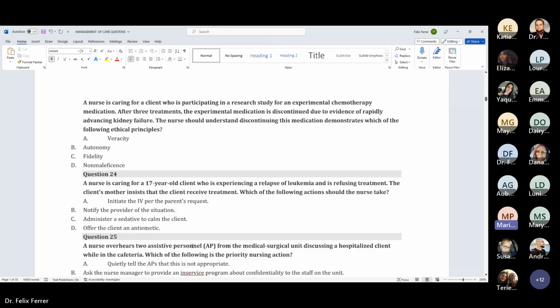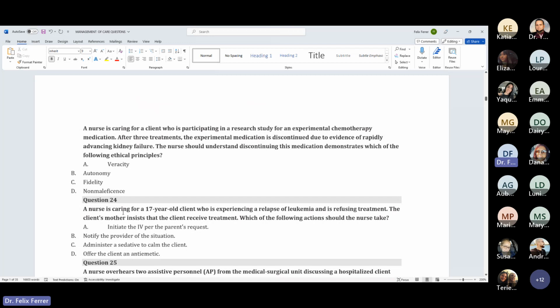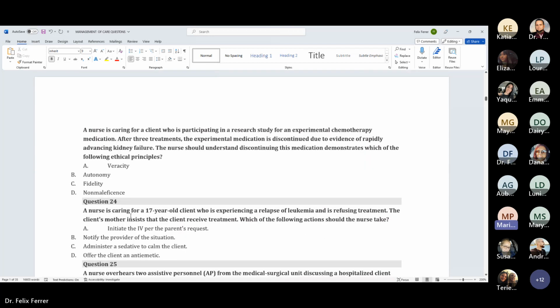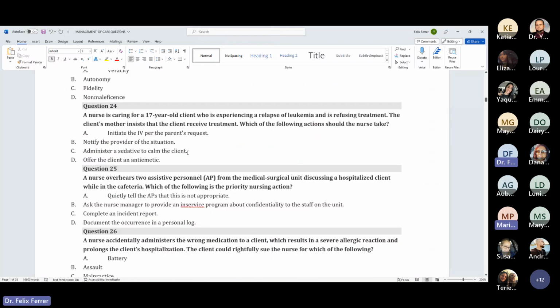B. Now, autonomy. Are you on 23 or 24? Is that on 23? Autonomy is wrong. It's D. And the reason you stop that is because you don't want that medication to continue harming the patient. That's what it is.